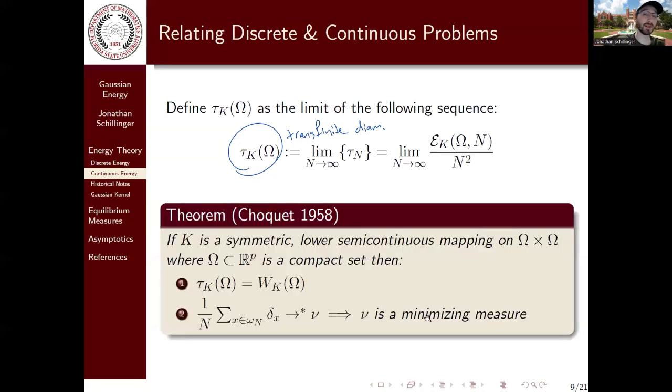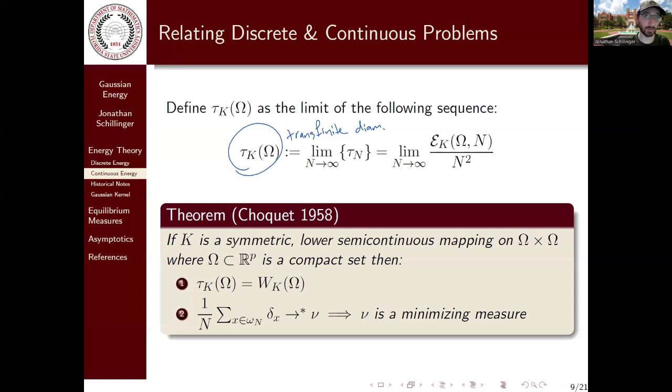So in 1958, in a technical report, Choquet showed that this transfinite diameter is equal to the continuous energy. And not only that, but when you're trying to look for measures, there's nothing saying that those measures can't be discrete, which is almost the same thing as picking out points in a discrete setting. And if you look at any of those normalized point mass distribution measures, those will converge weak star to the optimal measure in the continuous setting. So these two questions really are asking the same thing.